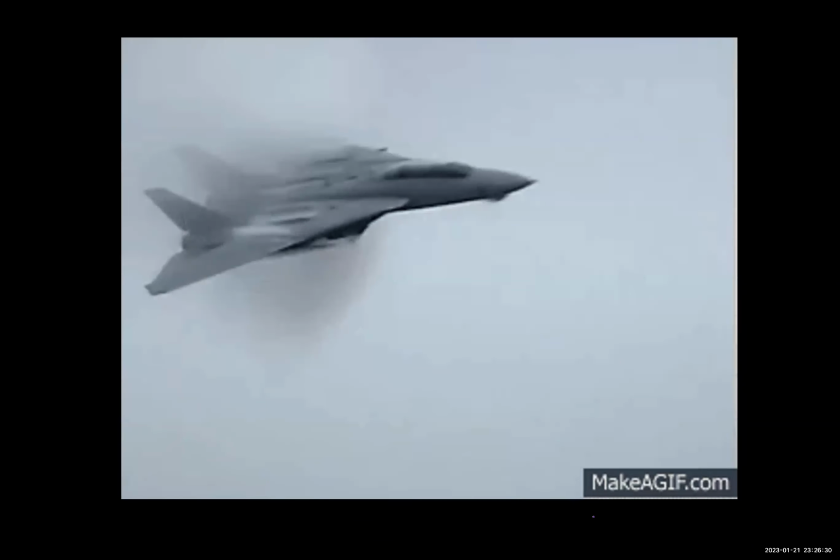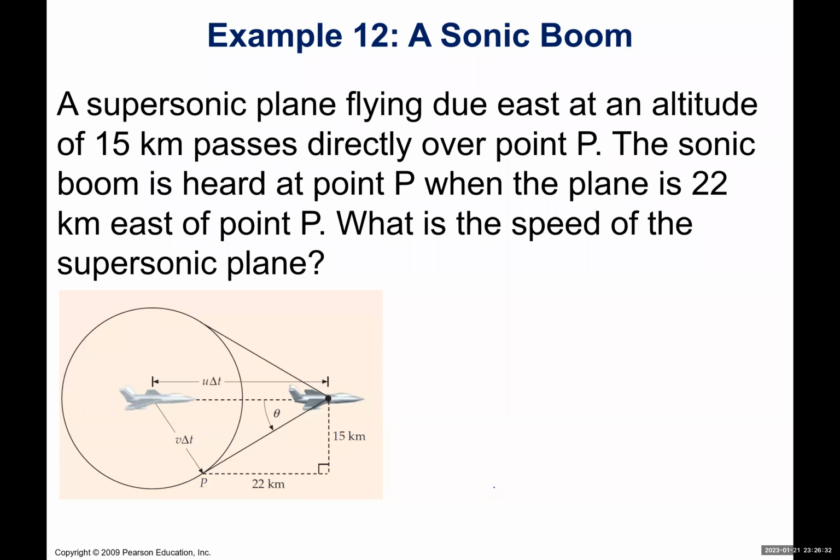The airplane is moving and generating the booms. So let's look at an example dealing with this type of scenario. A supersonic plane flying due east at an altitude of 15 kilometers passes directly over point P. The sonic boom is heard at point P when the plane is 22 kilometers east of point P. What is the speed of the supersonic plane?